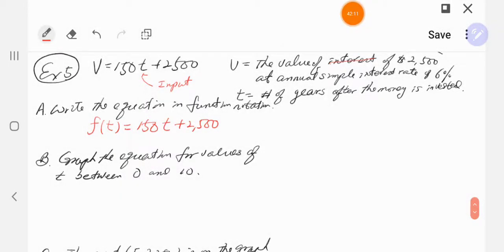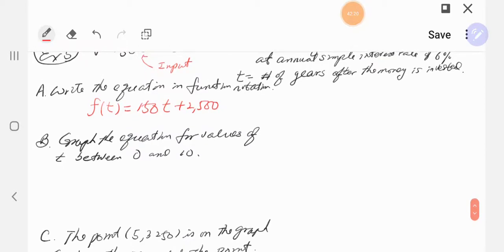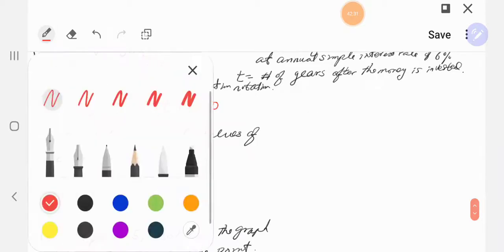So the function notation is f of t equals 150t plus 2500. That's it. And then part b is to graph the equation for the values of t between 0 and 10. T is the input value, so we can draw a diagram like this.